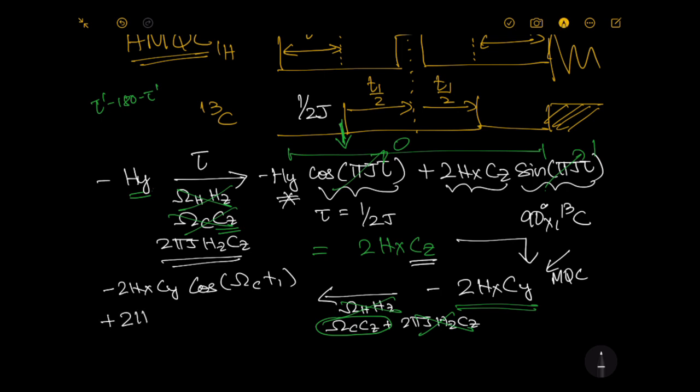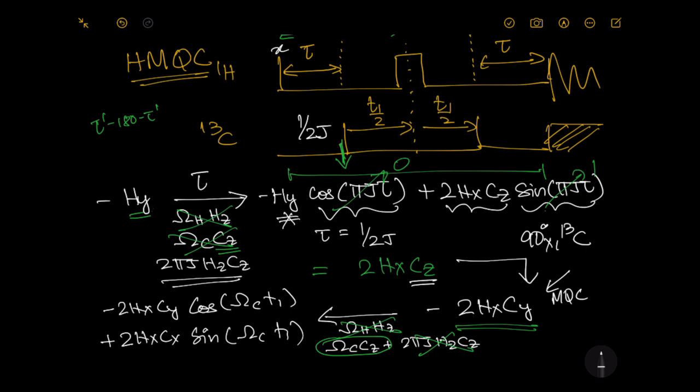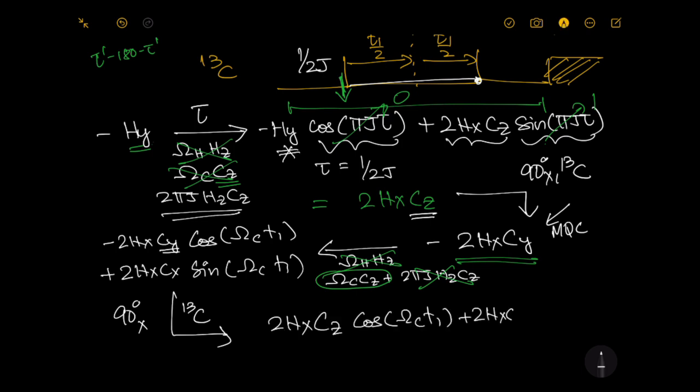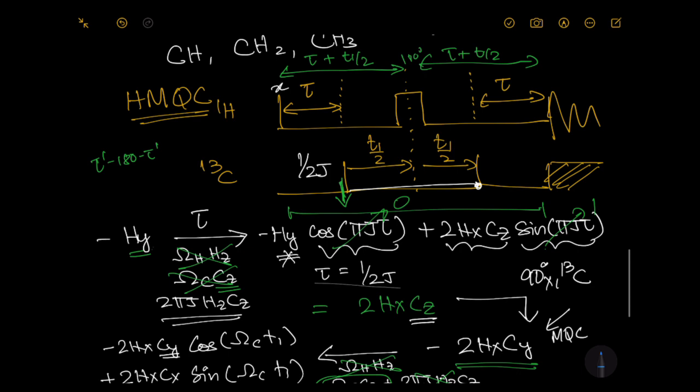plus 2HxCx sine omega c t1. So we have effectively gone until that far, and now is the time for applying the next 90-degree pulse on carbon-13. If you apply it along x, Cy will get changed. If you go back to the pulse program, we have now achieved the formalism until this part.